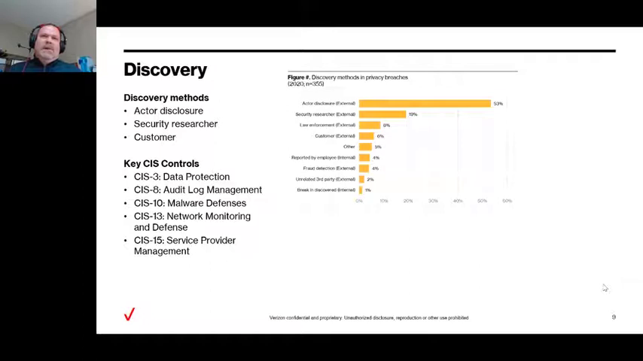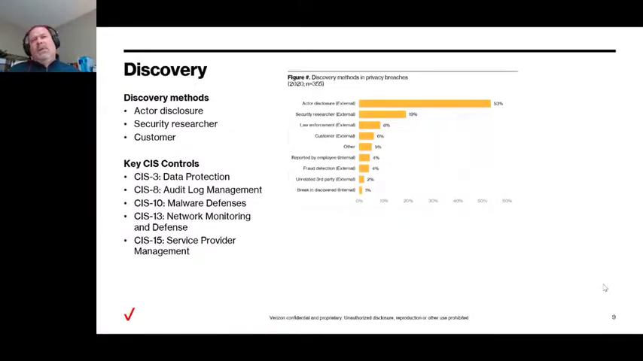Actor disclosure is number 1, and that's an external discovery method, at 53%. So what is actor disclosure? Well, it could be a ransomware breach involving privacy data, where the actor is disclosing that there's a breach through the use of a pop-up note for the ransom, or contacting the victim organization, or even bragging about the breach perhaps on a dark web forum. So actor disclosure is number 1 in terms of privacy breaches.